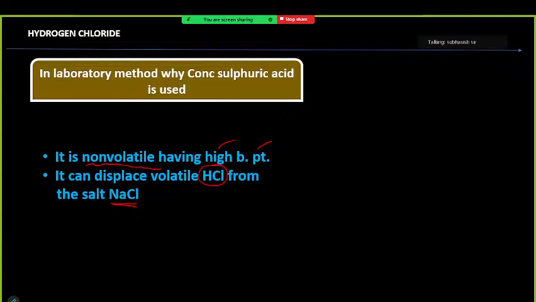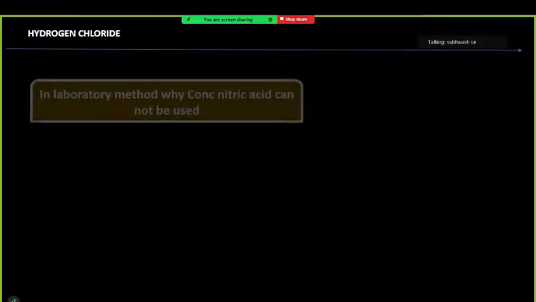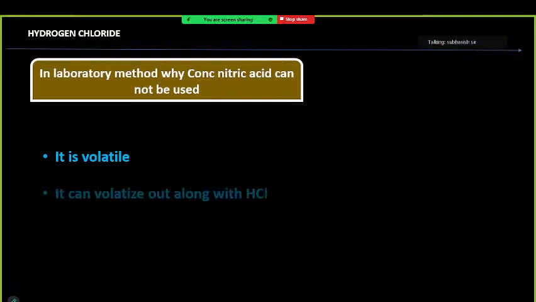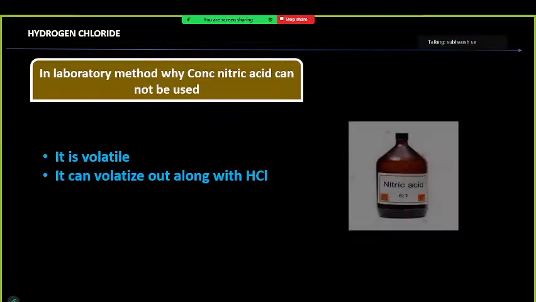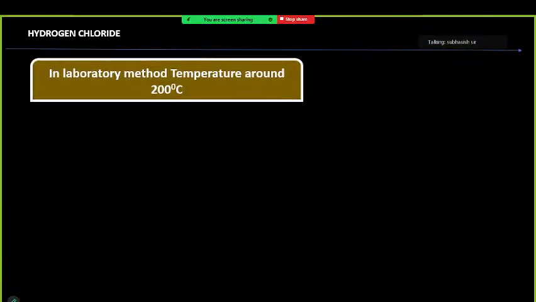Nitric acid is also volatile, so nitric acid can't be preferred for this method. It is volatile, and it would vaporize along with HCl. So the HCl gas that is formed would be mixed with nitric acid vapors. That's why nitric acid is generally avoided in this method.